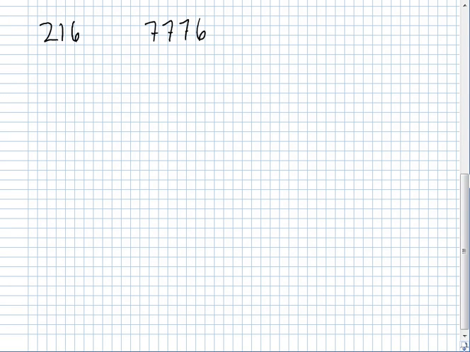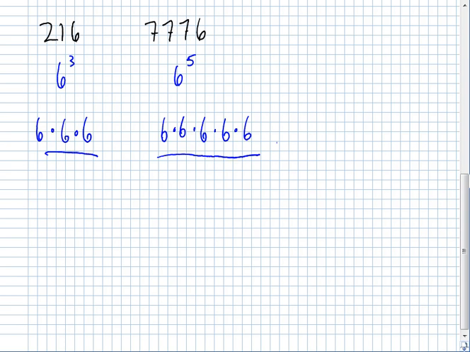I wouldn't expect you to be able to do this, but I'm just trying to prove a point here. If you look at it in terms of a power of 6, then these can be written as 6 to the power of 3 and 6 to the power of 5. In other words, this is 6 times 6 times 6 for 216, and then 6 times 6 times 6 times 6 times 6 for 7,776.